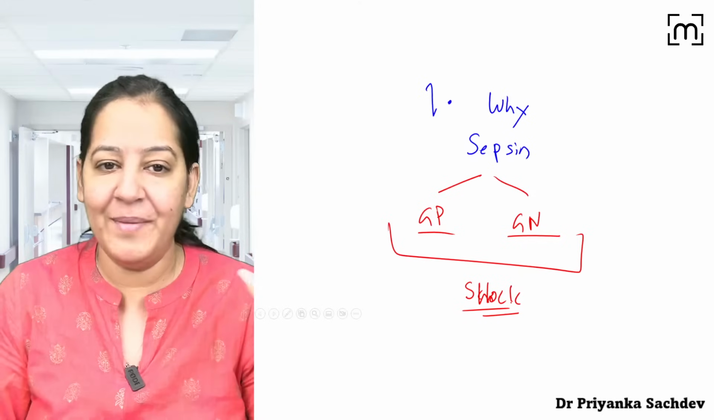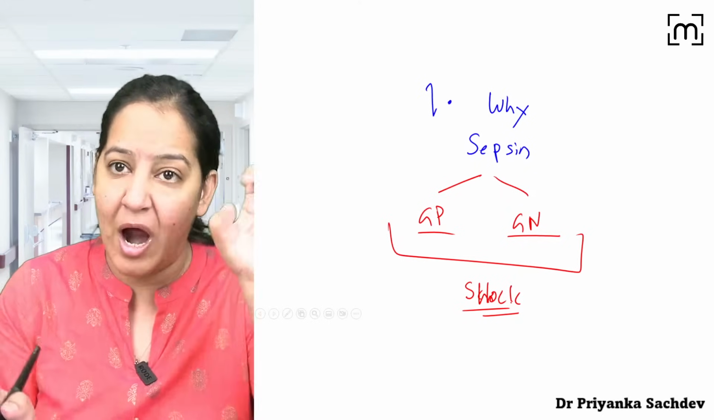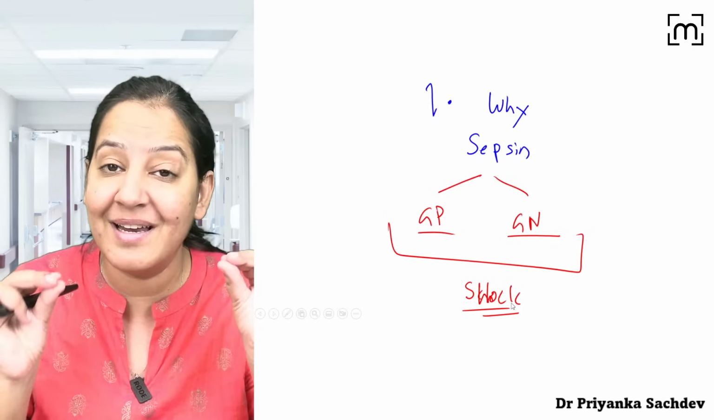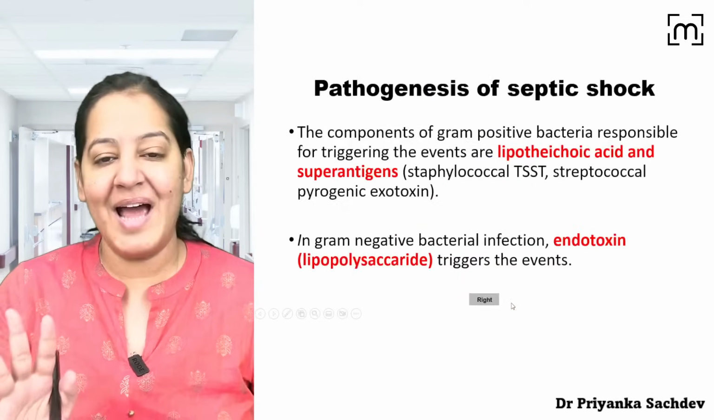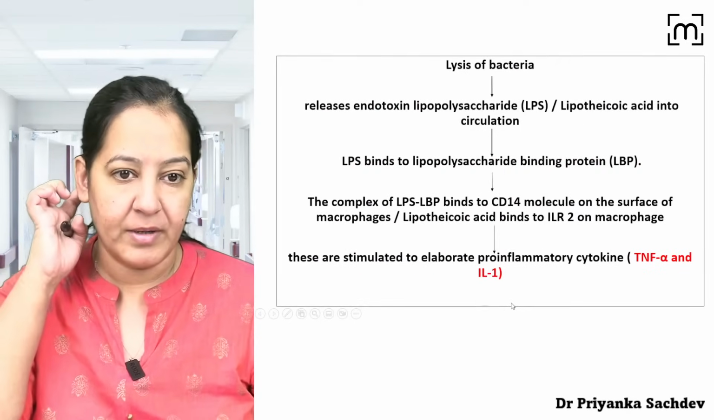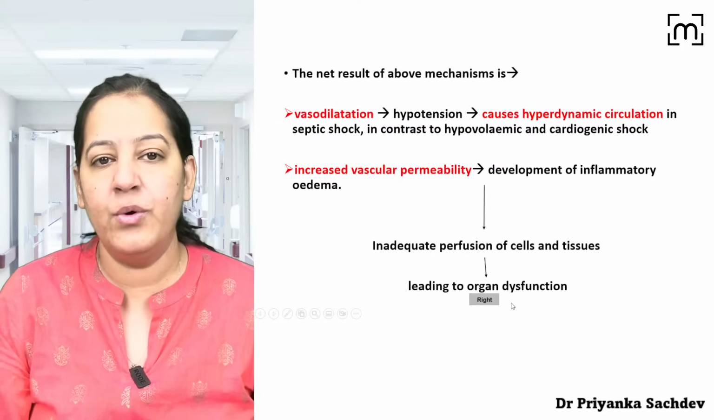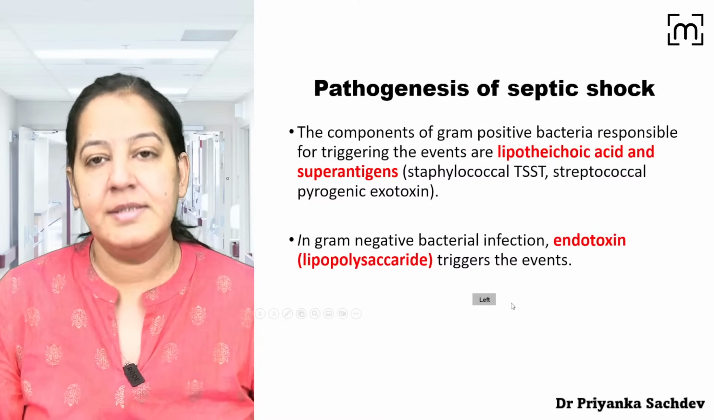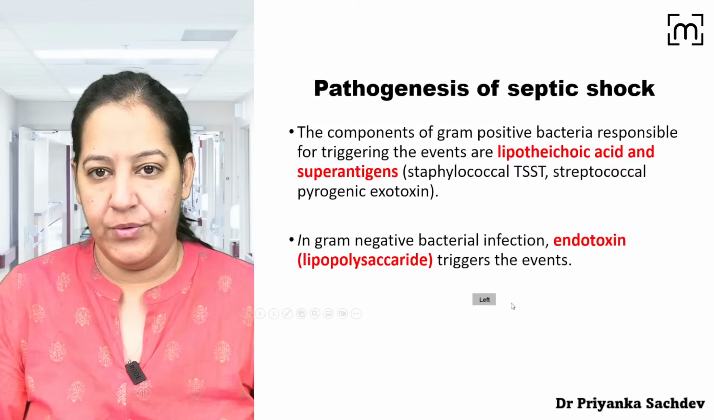There is no hypovolemia they are causing, right? There is no cardiogenic involvement they are causing. Still, it is leading to shock. Then the reason behind that is what? To understand it, you have to see the flow chart, right? Okay, let me explain the mechanism. Listen, I will draw it for you.